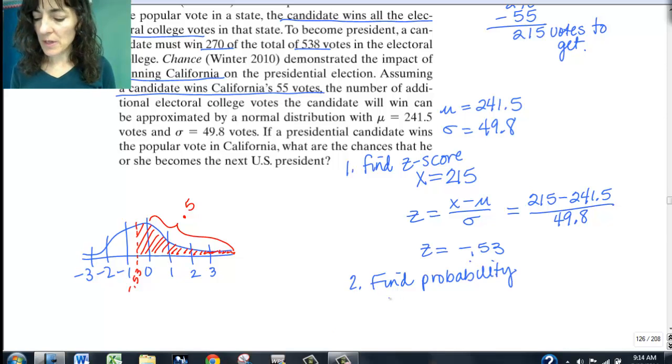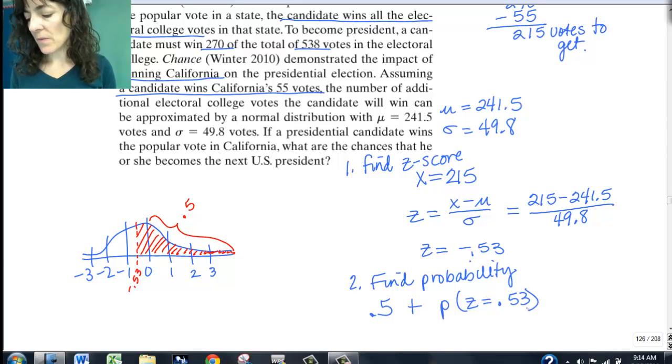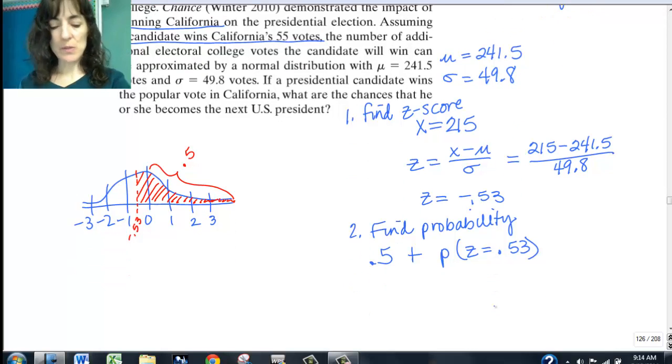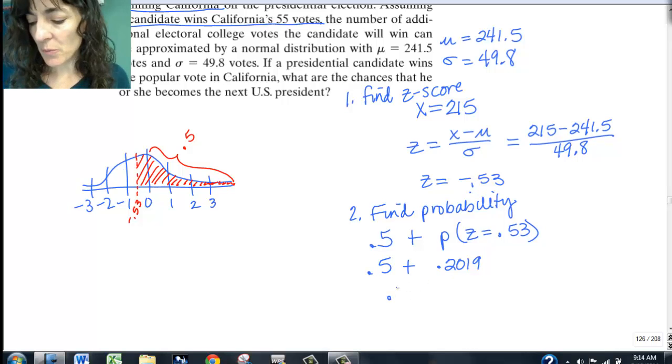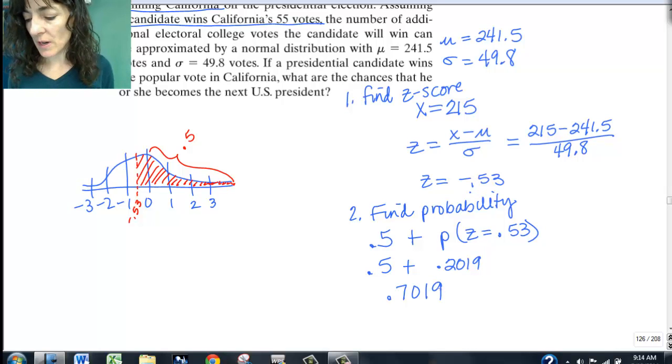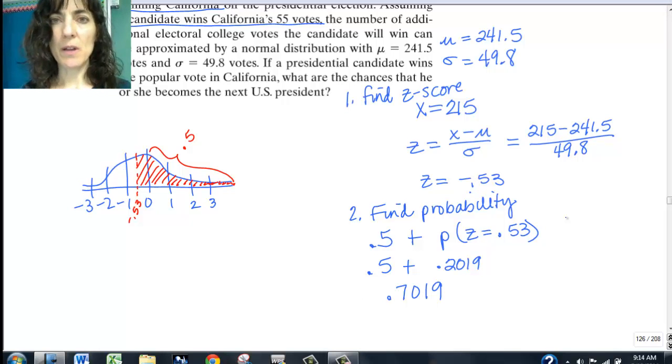So the probability is going to be 0.5 plus the probability that z equals 0.53. And I say 0.53 because when I look it up on the table, I can only look up the positive values. So when I look up the 0.53, I get 0.2019 plus 0.5, so I'm going to get 0.7019 for the probability of the candidate winning based on them having won California.